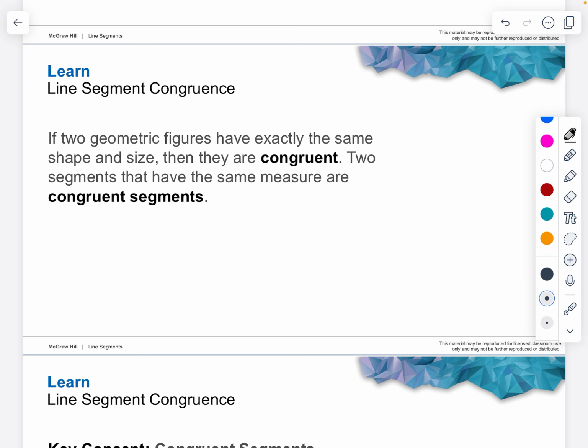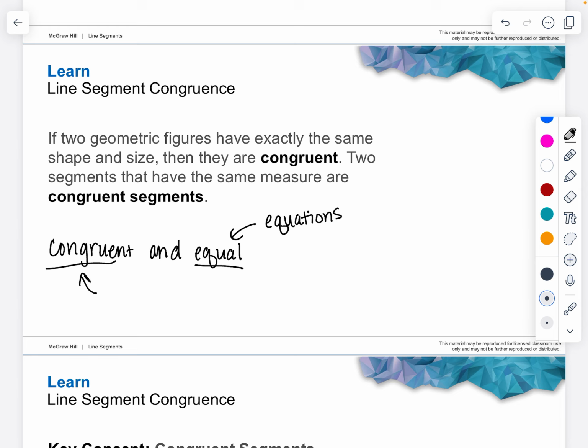All right. If two geometric figures have exactly the same shape and size, then they are congruent. Okay? Congruent and equal feel the same. But this one is talking about equations. This one is talking about properties, shape, size, okay? Okay, so they're not exactly the same word. The funny thing is they look really, really similar.